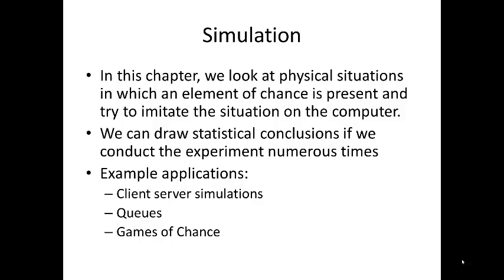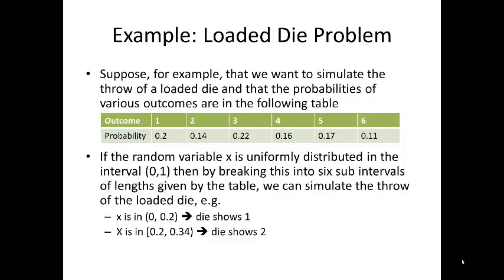dictated on strategy. Let's take a look at a simulation involving a loaded die, which is something we might find during a field trip to Las Vegas. So suppose, for example, we want to simulate the throw of a loaded die, and the probabilities of the various outcomes are in the following table. Probability of 1 is 0.2, 2 is 0.14, 3 is 0.22, 4 is 0.16, 5 is 0.17, and 6 is 0.11.